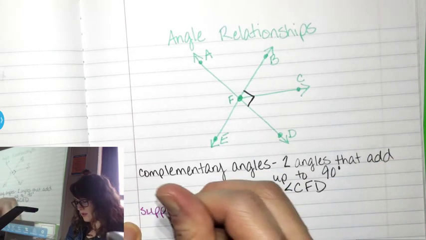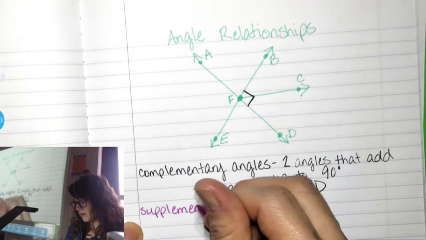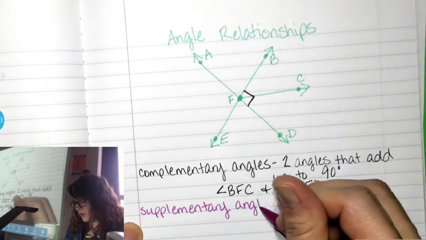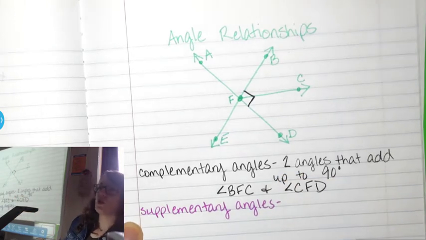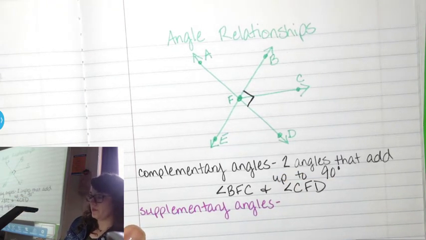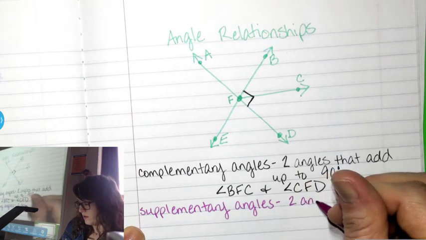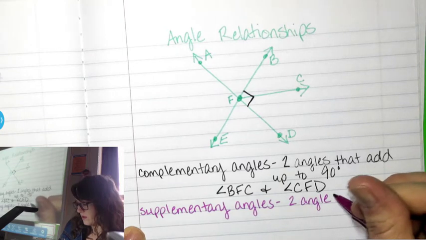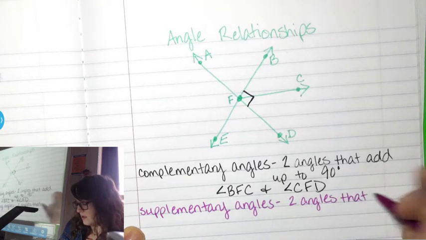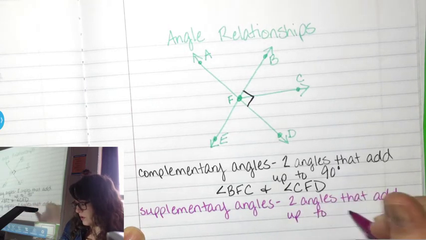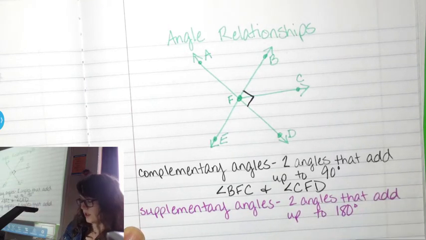So if those are complementary and it's two angles that add up to 90, supplementary angles are two angles that add up to what? 180, thank you. Two angles that add up to 180 degrees.